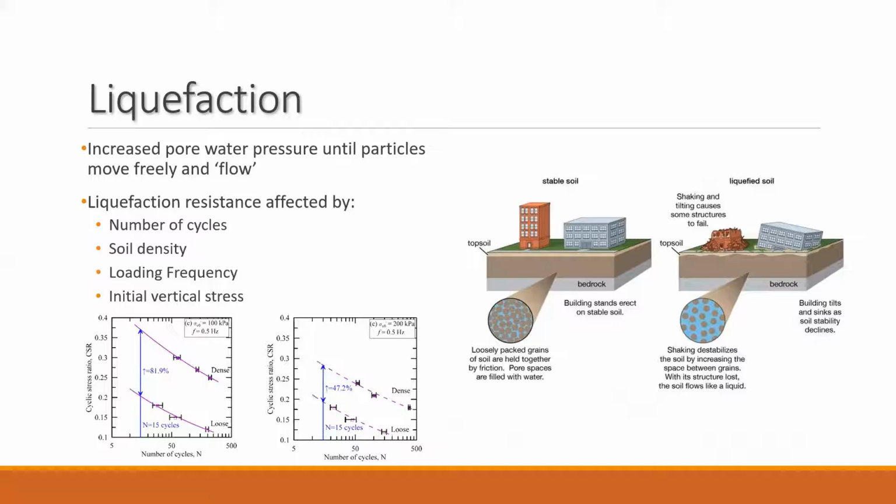Another factor that was noticed to impact the liquefaction of the soil was the initial vertical stress of the sample, with a higher initial vertical stress causing a lower liquefaction resistance, especially in the denser soils, as can be seen from the graphs shown.